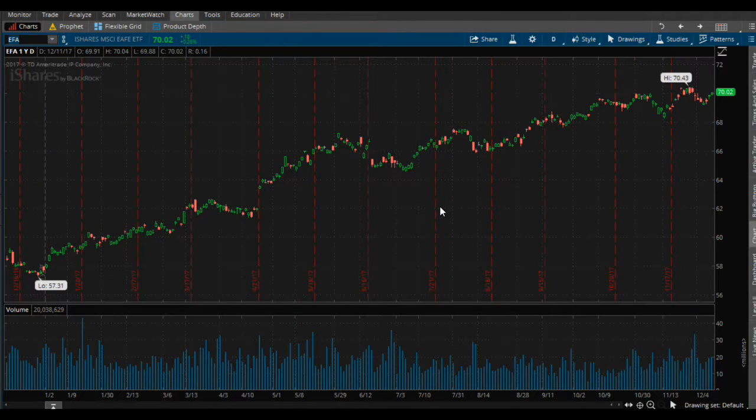Let's start our discussion here with EFA. EFA is a great trader for us. We trade EFA a lot because it doesn't tend to move that much.